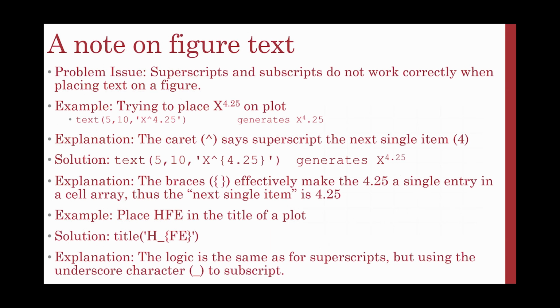So a note on figure text: superscripts and subscripts do not work correctly when placing text on a figure. For example, if you try typing x to the 4.25 on a plot, it's going to generate x to the 4th because, again, our caret superscript says to make the next single item a superscript or a subscript. So the solution is to put the exponent within curly brackets because it turns that into a cell array, which then essentially makes it the next single entry.